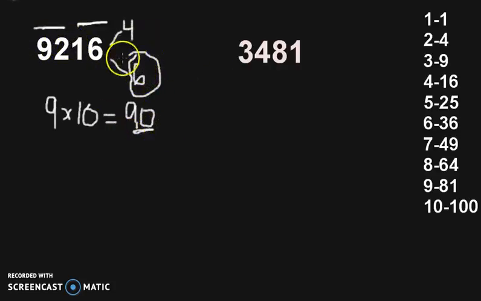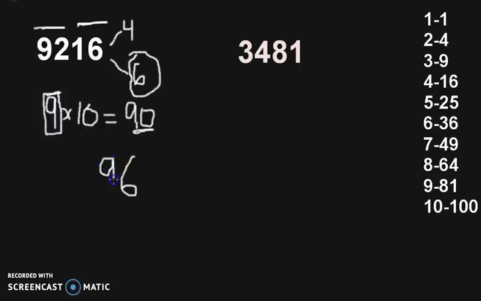And the 6 will be the ones place, so you'll have 6 in the ones place, and the number that you multiplied will be the tens place. So this 9 right here will be the tens place.